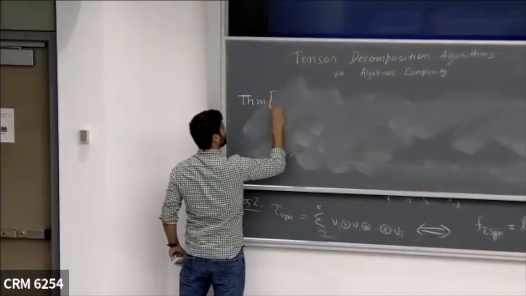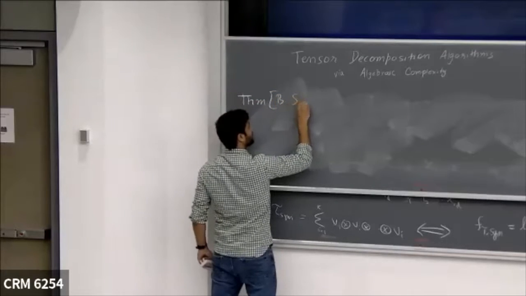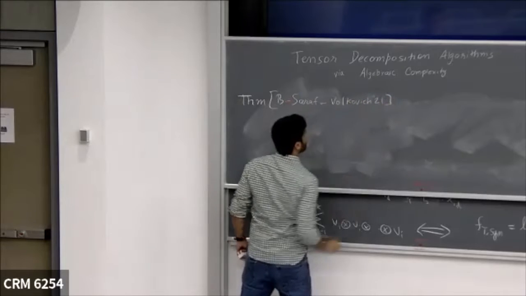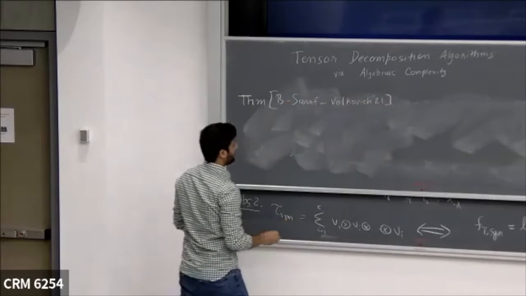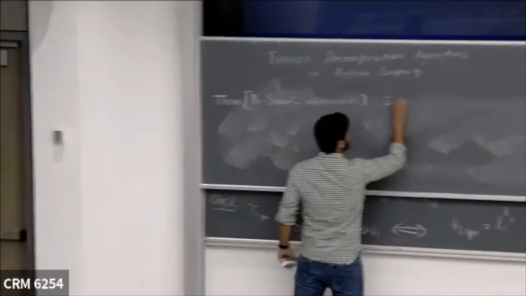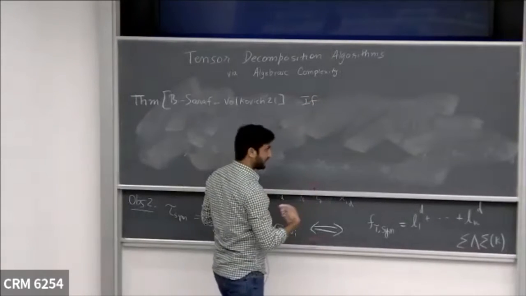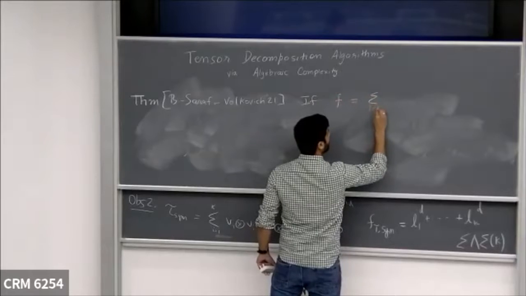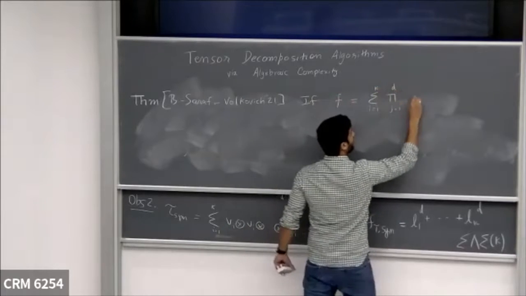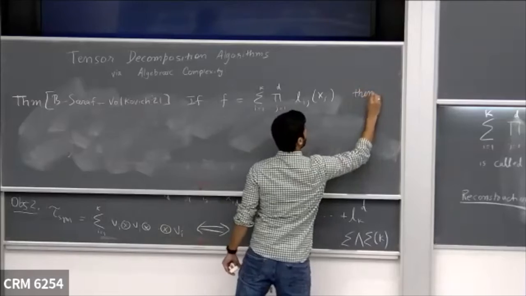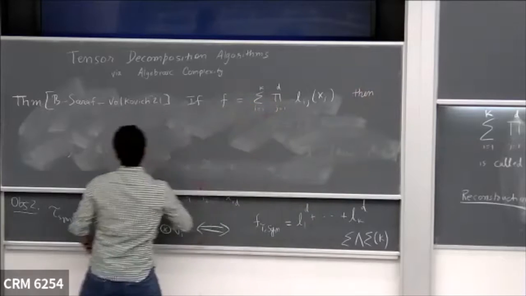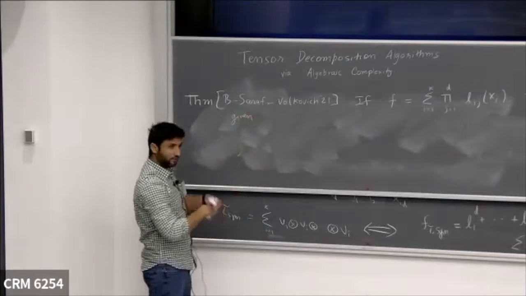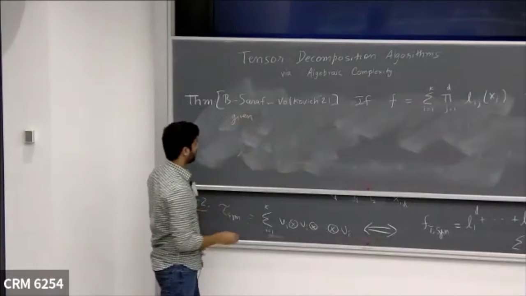So the theorem is joint work with Shubhangi Saraf and Ilya Volkovich. It says that if this is for general polynomials, and then we'll instantiate for tensors. So if f can be written in the following way, i equal to 1 to k, product of linear forms Lij of xj. We don't know this representation. Then given black box access, by black box access I mean you can evaluate your polynomial at any point you want in the field.